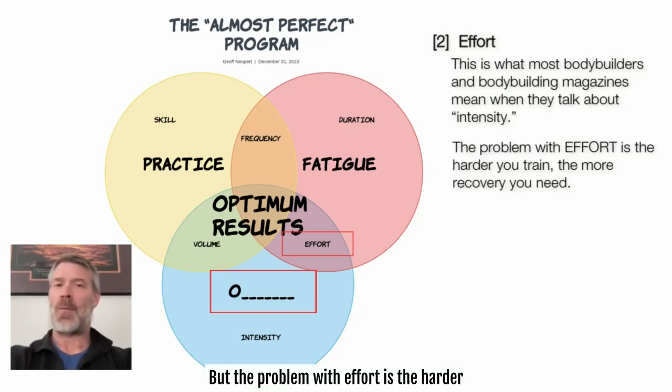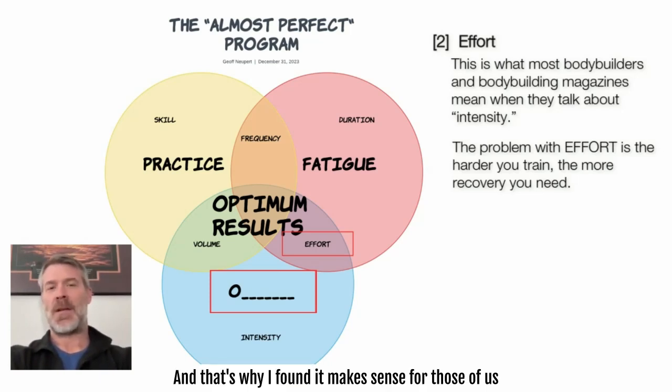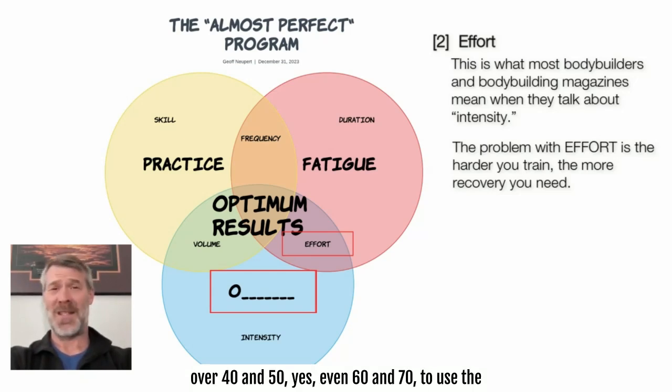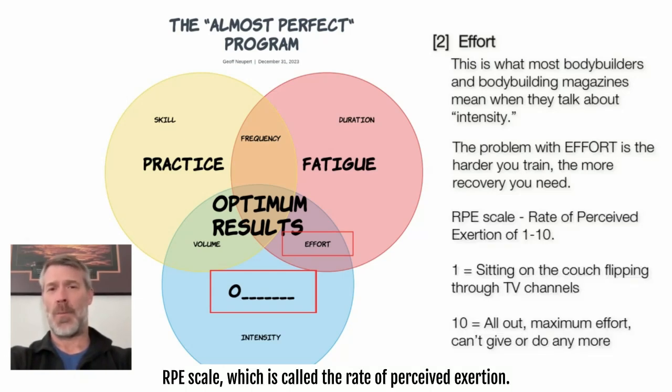But the problem with effort is the harder you train, the more recovery you will need. And that's why I found it makes sense for those of us over 40 and 50, yes, even 60 and 70, to use the RPE scale, which is called the rate of perceived exertion.